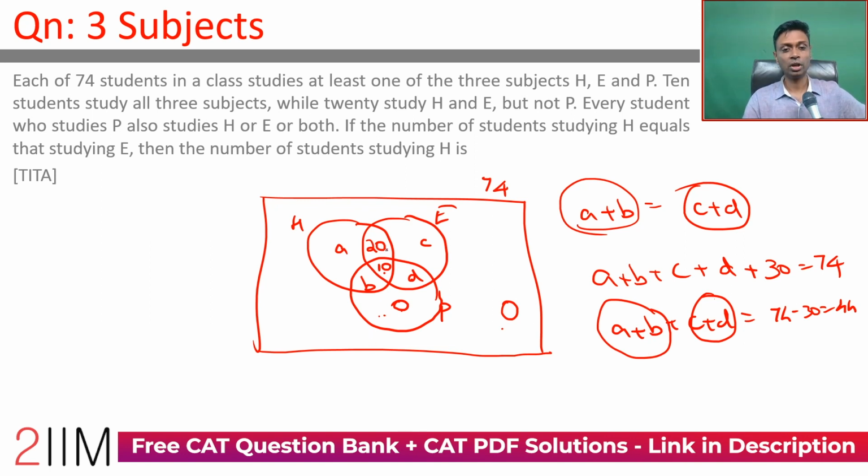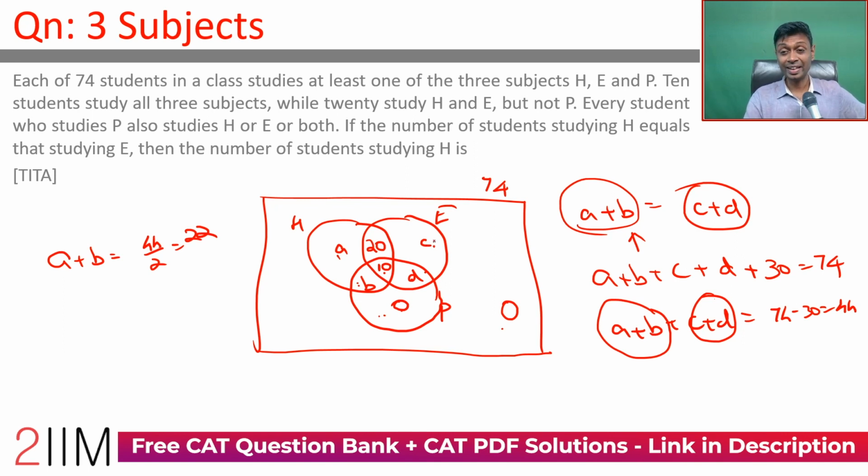Outside is 0. Number of people studying H is equal to number of people studying E. These are common. That means people who miss out A plus B should be equal to C plus D. These two are common. So people who study H but not E should be equal to people who study E but not H. Which is why we have this equation. Or A plus B is 44 by 2, which is 22.